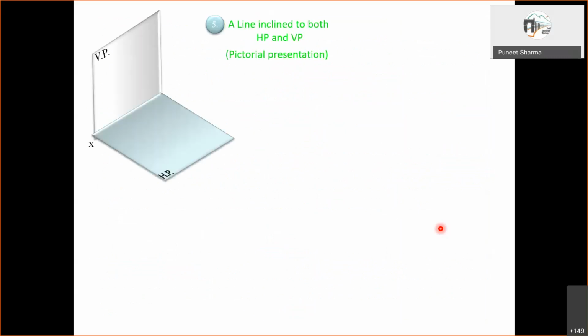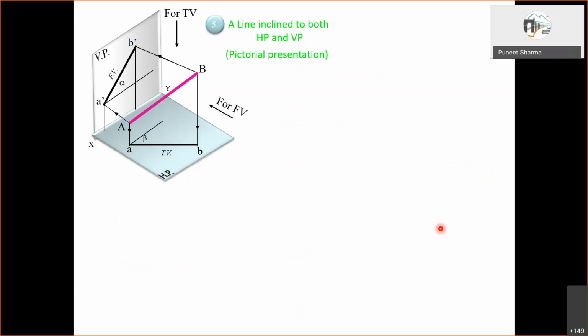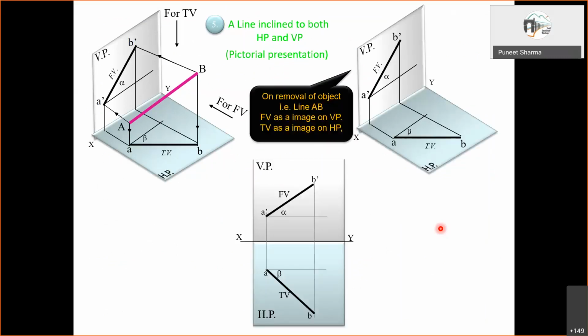These problems I discussed last class. So these features also were discussed last class, when the line will be inclined with both the planes, right? Then what will happen? You will have neither the front view giving the true length nor the top view giving the true length, right? Nor does this inclination of front view with the XY line give us any true inclination, nor does this inclination of top view with XY line give us any true inclination.